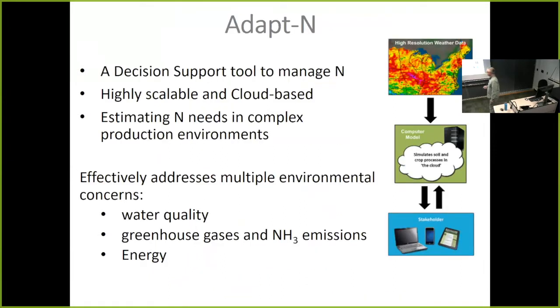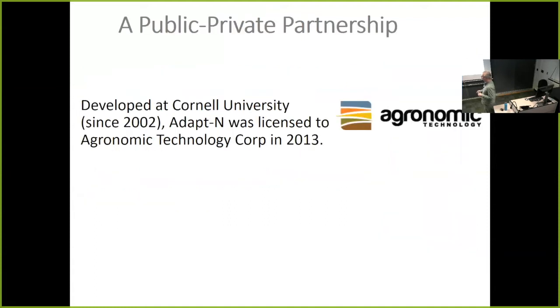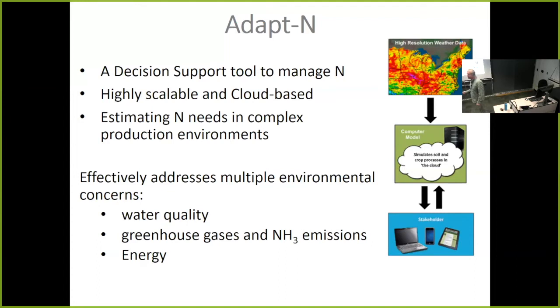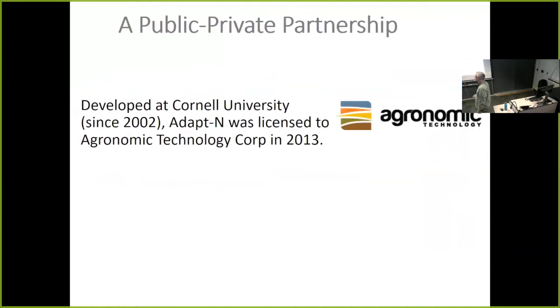And that was the background. Once the model was validated, in the early 2000s, they came to the understanding that it could be used to predict soil nitrogen dynamics. So that's how AdaptN was born. So what is AdaptN? AdaptN is a decision support tool to help farmers estimate their soil N in complex production environments. And it effectively addresses multiple environmental issues of water quality, the gaseous losses, greenhouse gas, or ammonia emission, and the energy costs.